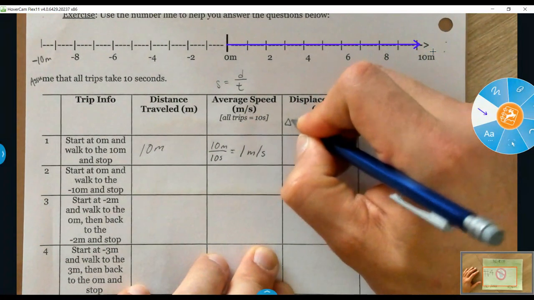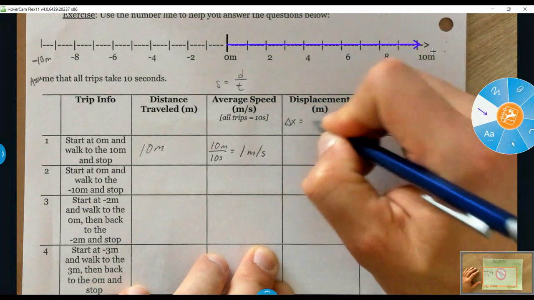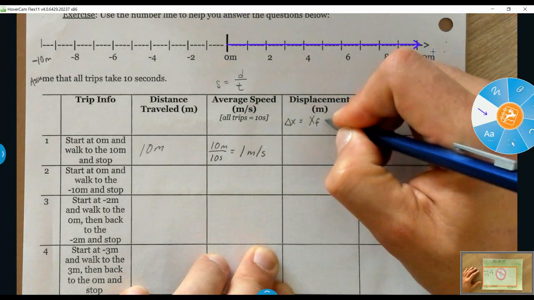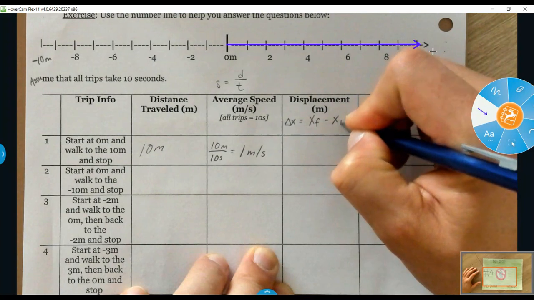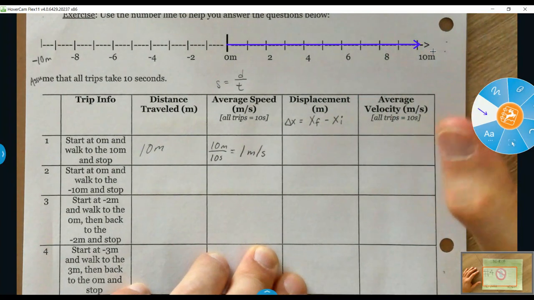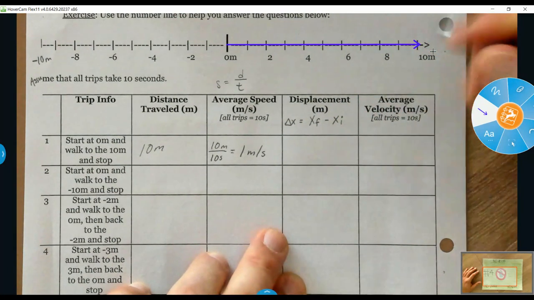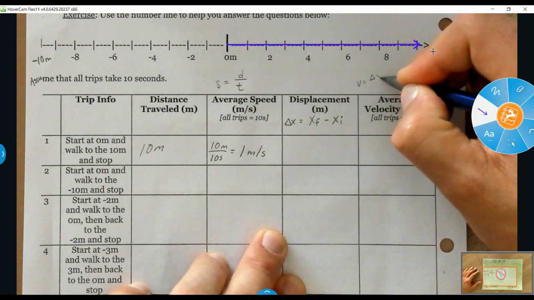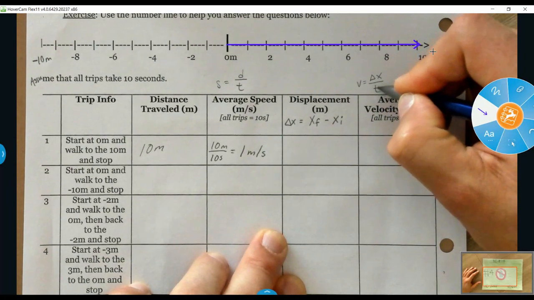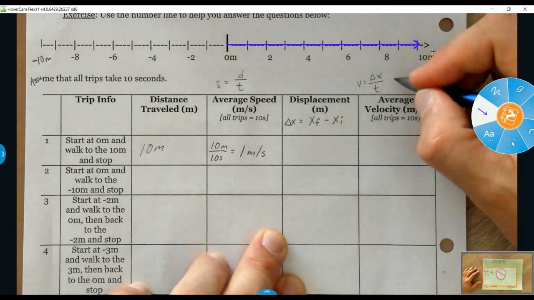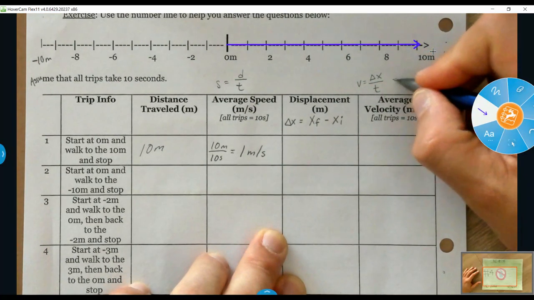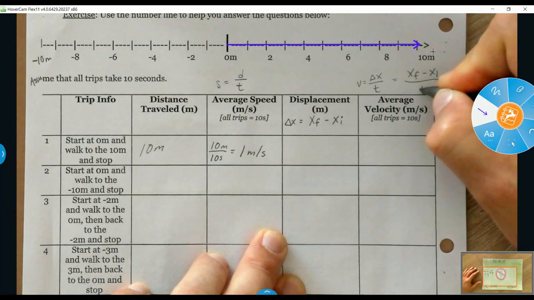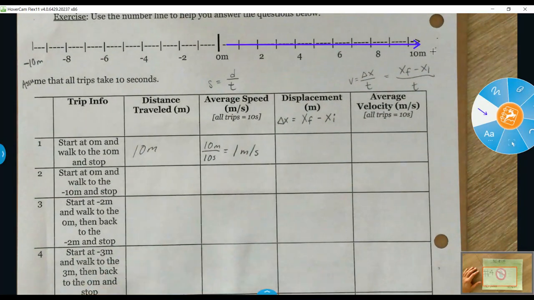Displacement, delta x, equals final position minus your initial position. And then average velocity would be v equals delta x over t, which is your displacement divided by time, which, if we needed to, is final minus initial position over how long you moved for.